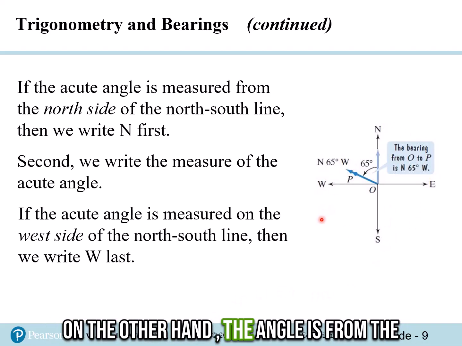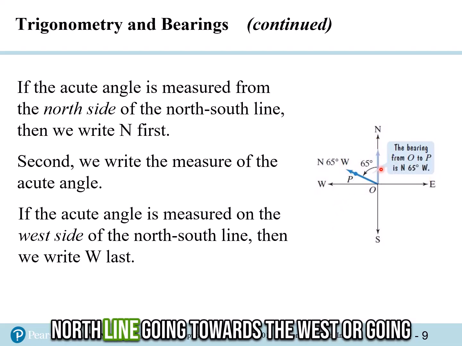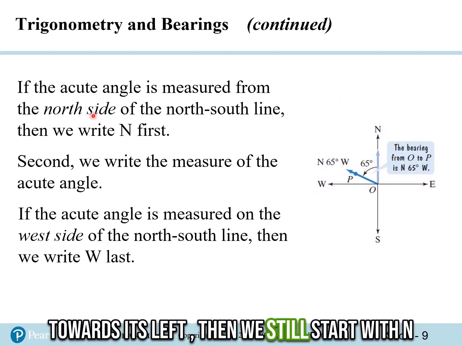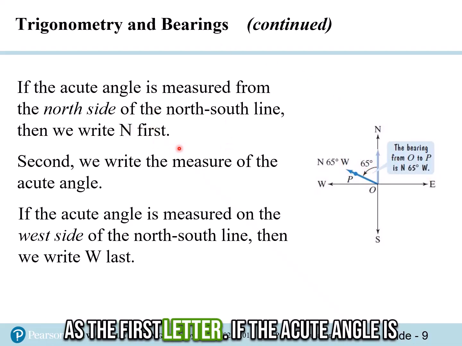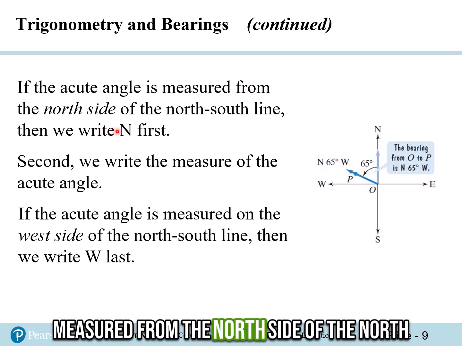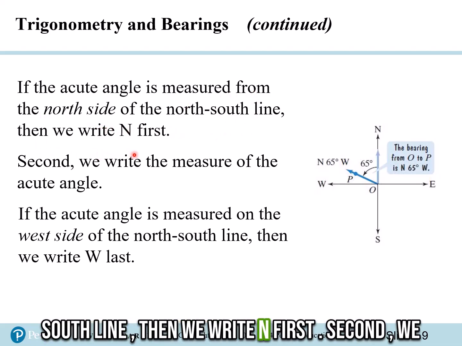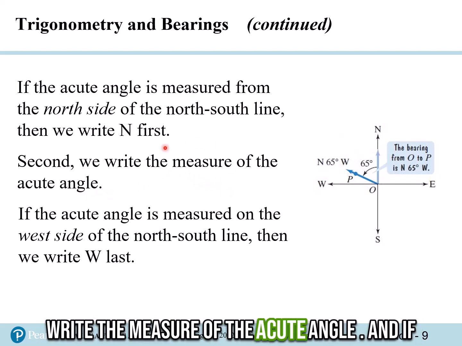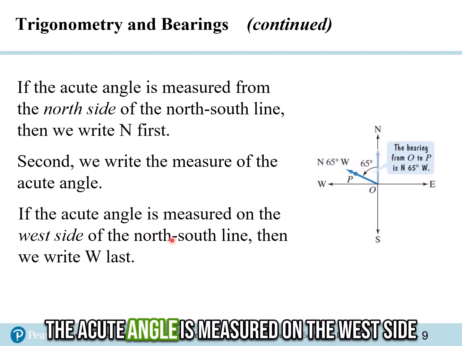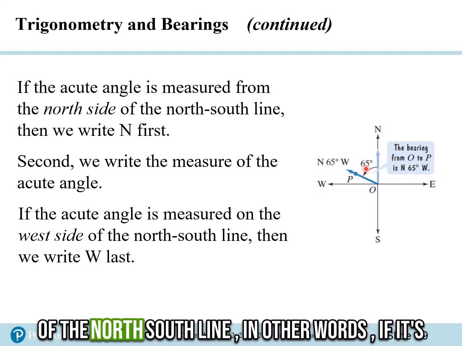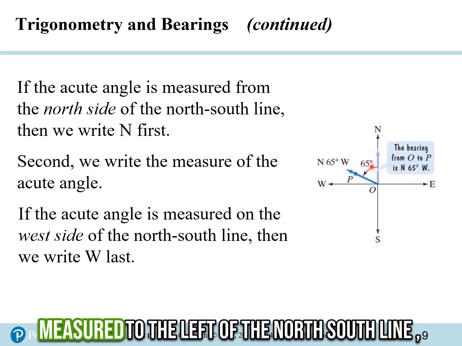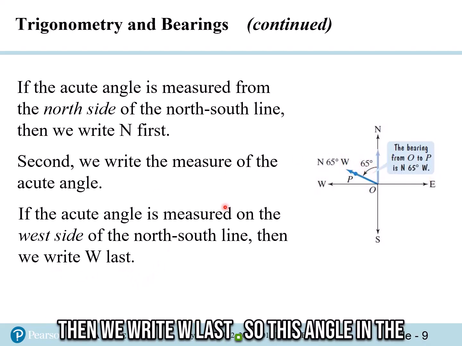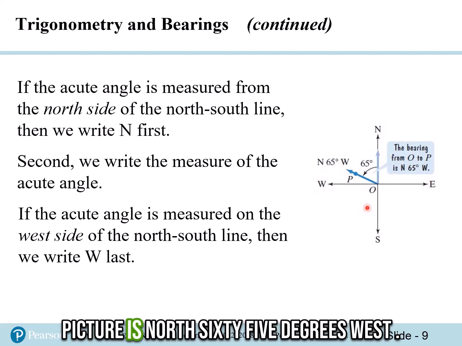If, on the other hand, the angle is from the north line going towards the west or going towards its left, then we still start with N as the first letter. If the acute angle is measured from the north side of the north-south line, then we write N first. Second, we write the measure of the acute angle, and if the acute angle is measured on the west side of the north-south line, in other words, if it's measured to the left of the north-south line, then we write W last. So this angle in the picture is north 65 degrees west, right?